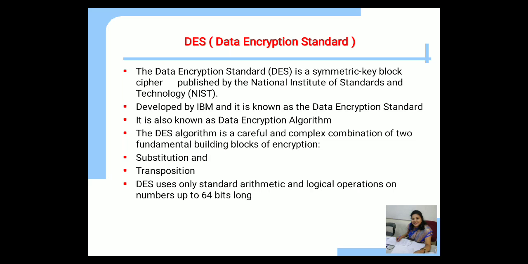The DES algorithm is a careful and complex combination of two fundamental building blocks of encryption: substitution and transposition. So in this DES algorithm, we are going to actually use the classical cryptographic technique, that is substitution and transposition. Substitution means replacing each character in original text by another character, whereas permutation, or transposition, is nothing but changing only the position of the characters of the plain text to form the ciphertext. DES uses only standard arithmetic and logical operations on numbers of up to 64 bit long.